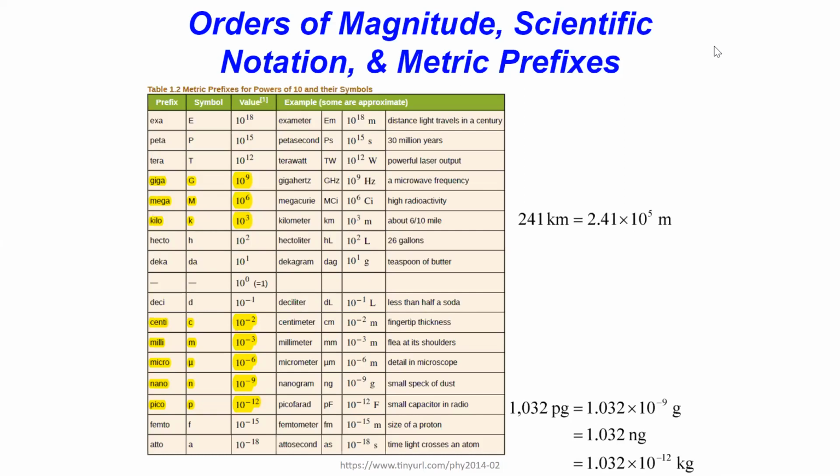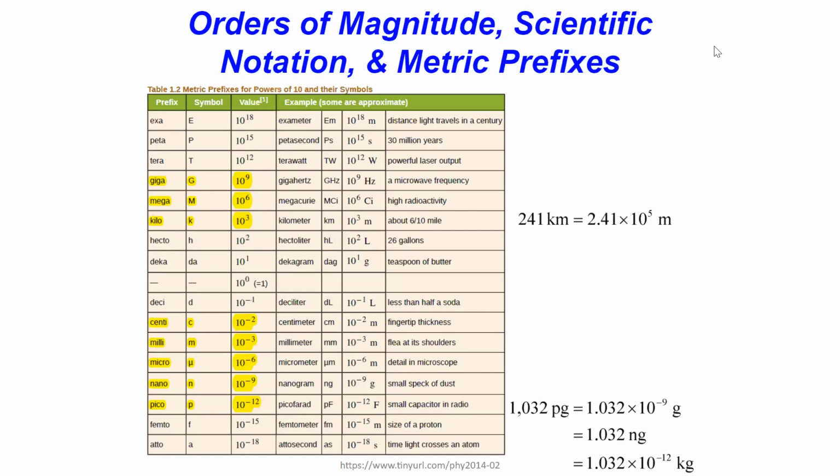There are also a couple of example problems in the first assignment on the practice list. You should be able to figure out that, for example, 241 kilometers means 2.41 times 10 to the fifth meters, because K means kilo, which is 10 to the third. If you write it in scientific notation, you move the decimal 2 places to the left, which gives you 10 to the 2, so you end up with 10 to the fifth, 2.41 times 10 to the fifth.